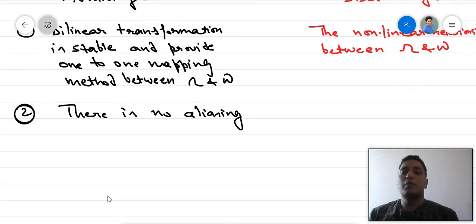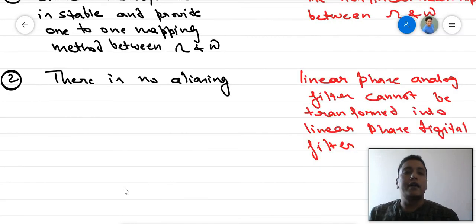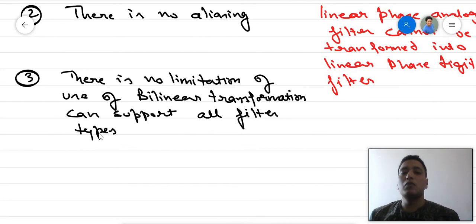Another advantage of bilinear transformation is there is no aliasing effect in bilinear transformation. And the second disadvantage of bilinear transformation is that if we have a linear phase analog filter, then we cannot transform the same filter into a linear phase digital filter, because there is a non-linear relationship between analog omega and digital omega.